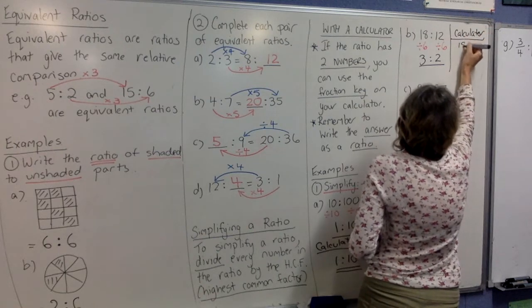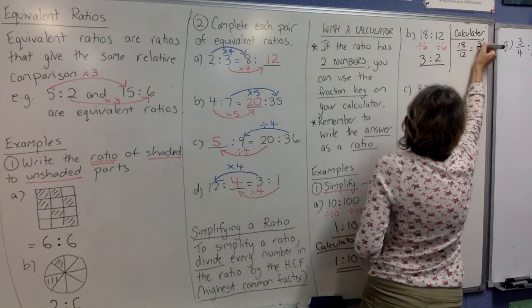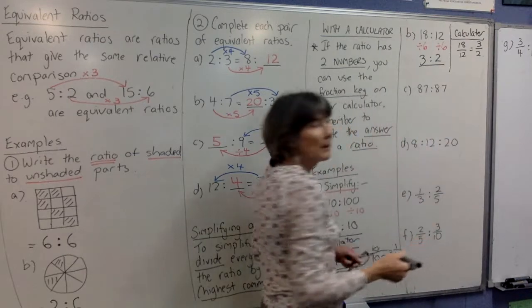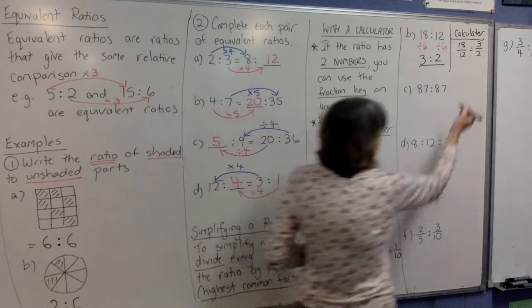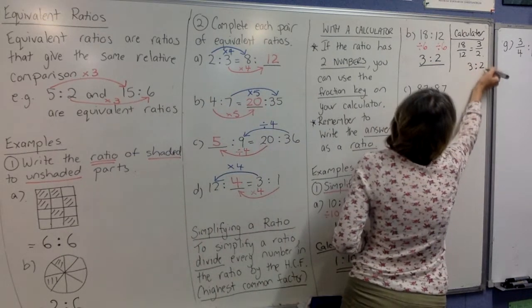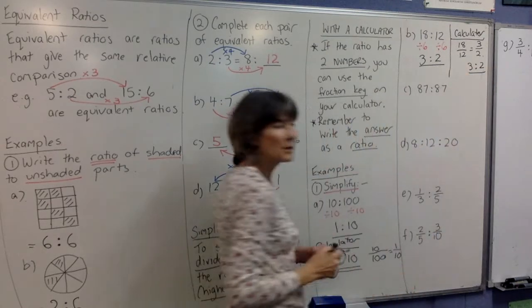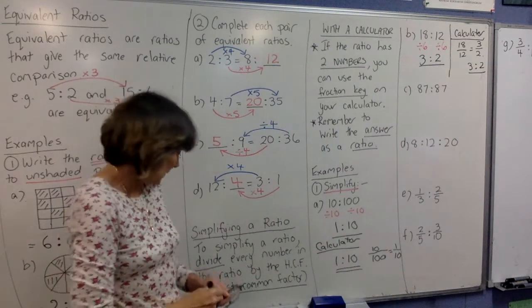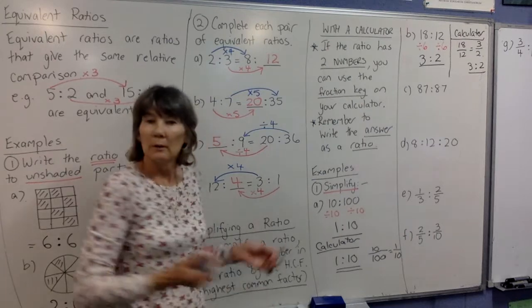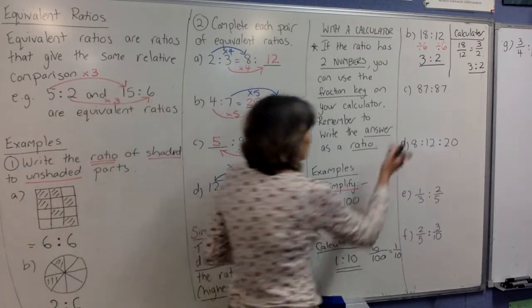If we did it with the calculator, we'll just write the calculator part down the side. You will press 18 over 12 equals. It will give you 3 over 2, but you will write the answer as 3 colon 2. Okay, so let's try the next one. 87 to 87. Well, obviously we're dividing both of these by 87.